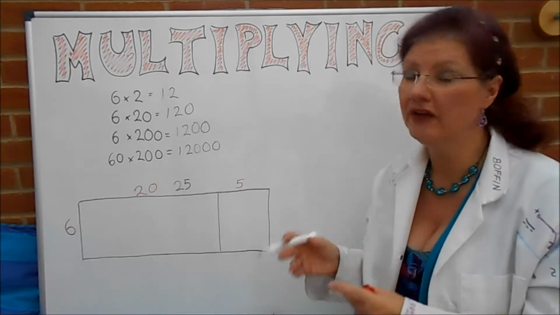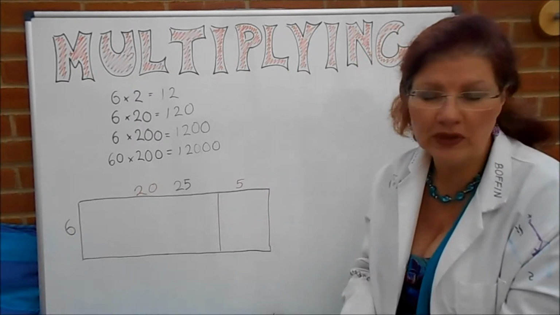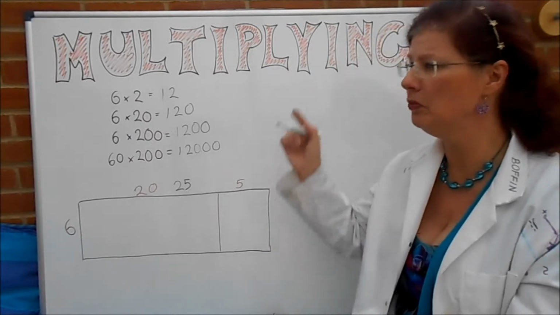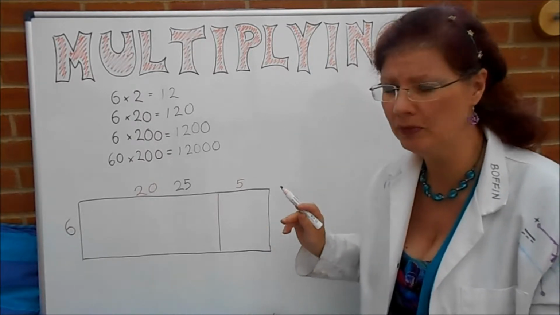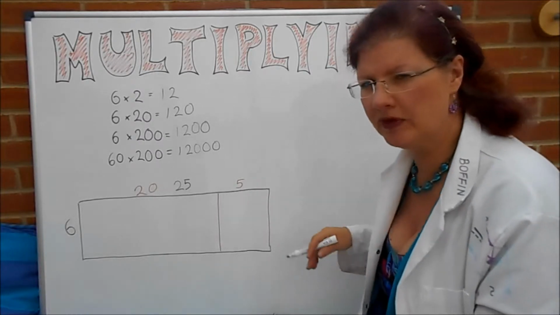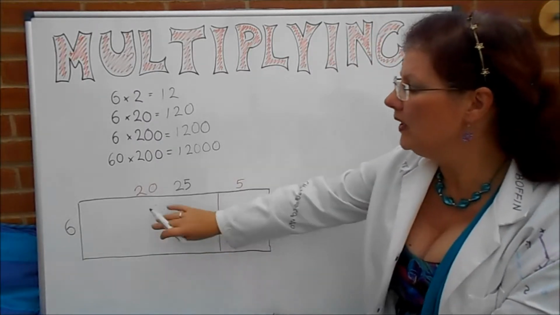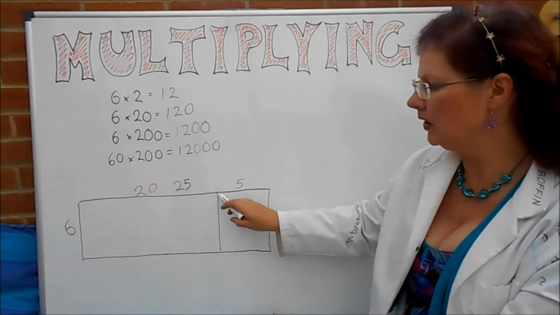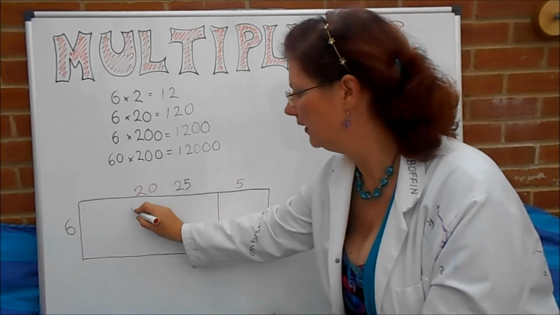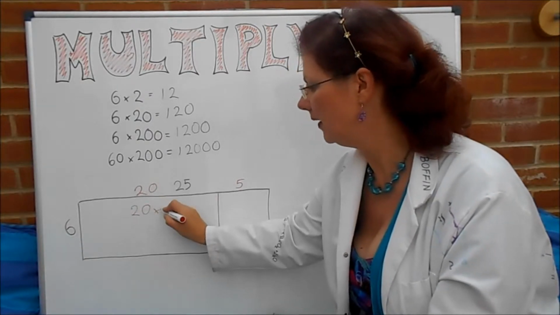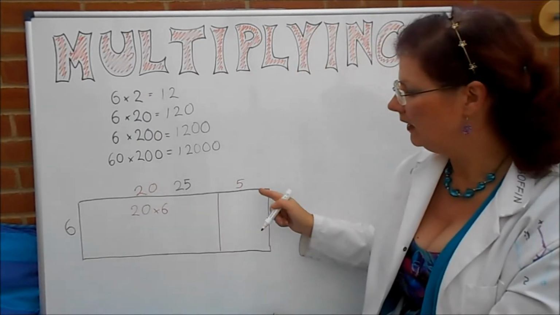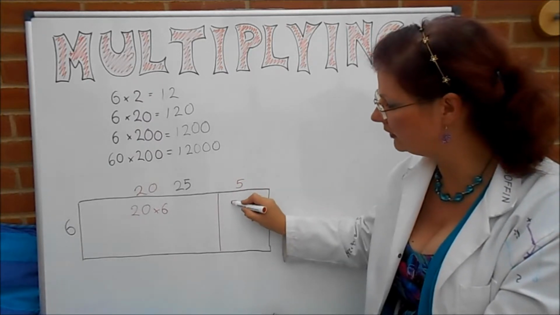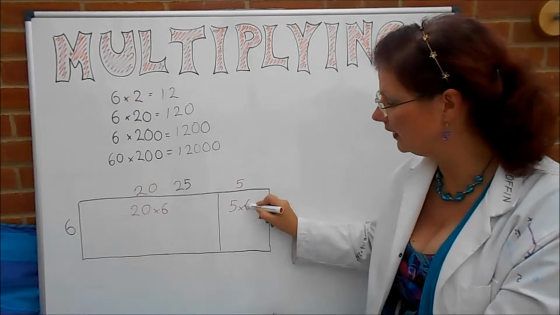I've split my 25 into a 20 and a 5. That's all it is. The posh word for this is partitioning. So if anybody asks you what you're doing here, you're doing multiplication by partitioning. It sounds really posh, doesn't it? What it means is splitting up the box to make it easy. Okay, so now we have 2 boxes. This box is 20 wide and 6 high. So that's 20 times 6. This box is 5 wide and 6 high. So that's 5 times 6.